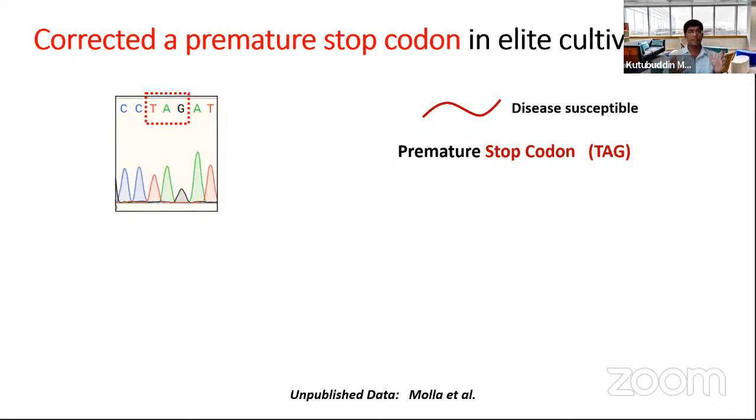So the TAG is like a red light to the translation machinery. Whenever there is a TAG, the translation machinery stops there because this is a stop signal. So now it can no longer produce protein beyond this point. Because of a premature stop codon, this variety or genotype becomes disease susceptible because it cannot produce the whole length of protein.